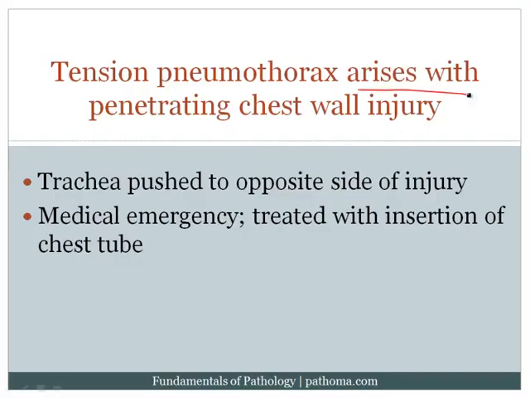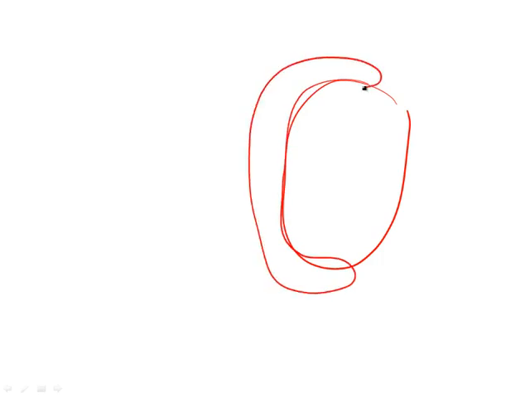Now a tension pneumothorax arises with a penetrating chest wall injury, and this is a medical emergency. The idea here is the following. So imagine that if this is the lung, and of course the lung has a pleura attached to it, and now we've got the chest wall out here. If the patient were to get an injury that would open the chest wall, then when the patient breathed in, air could come into the pleural space, but when they breathe out, air cannot escape.